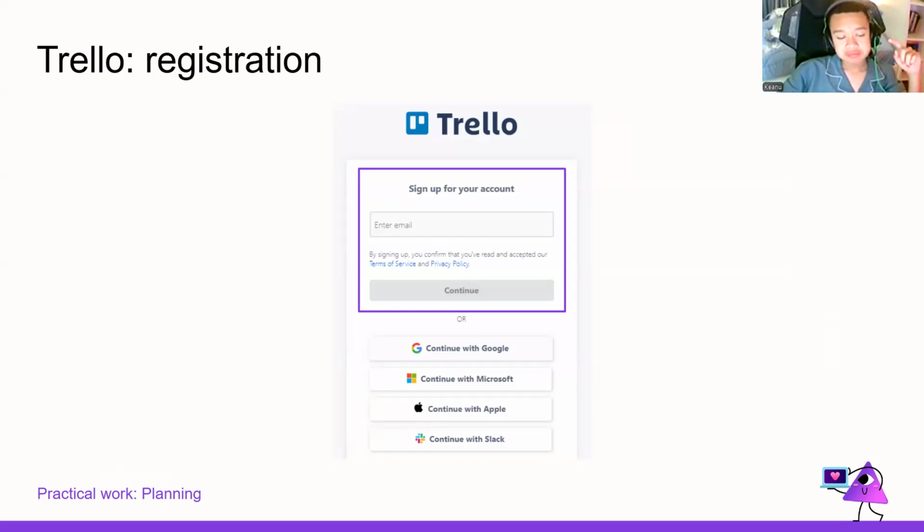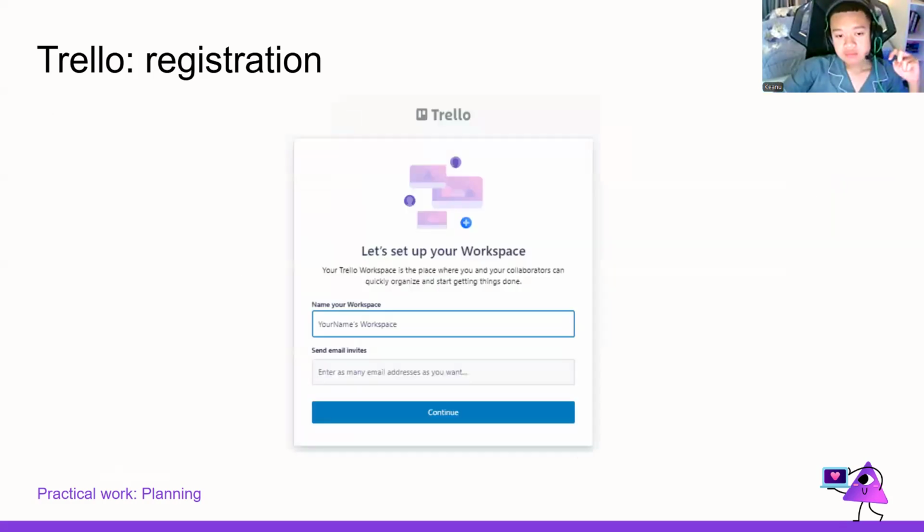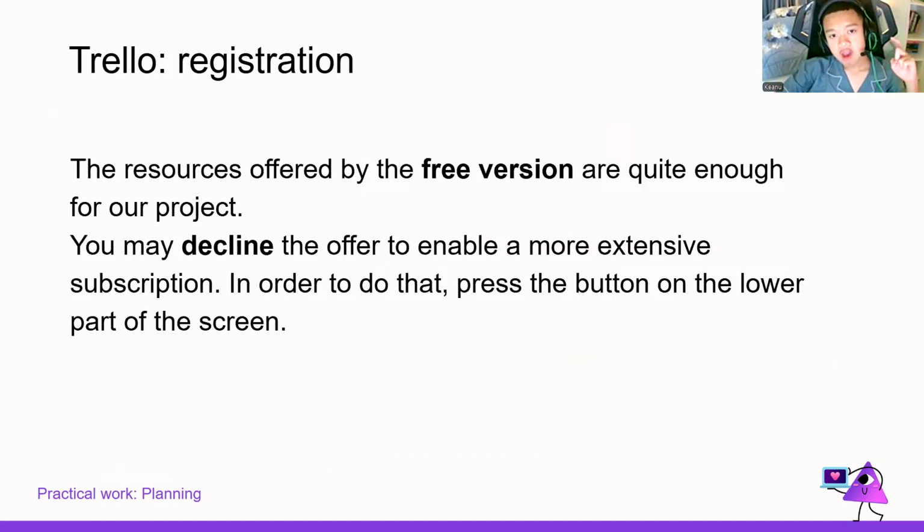So basically, we will try to sign up by using the email. You will try to enter your email on here and then continue. And then as you can see, after that, you need to verify your email and then give the name for the workspace. And then as you can see, the resources offered by the free version are quite enough for our project. So basically, we don't need to use the pro version. So we just need to use the free version for this tutorial.